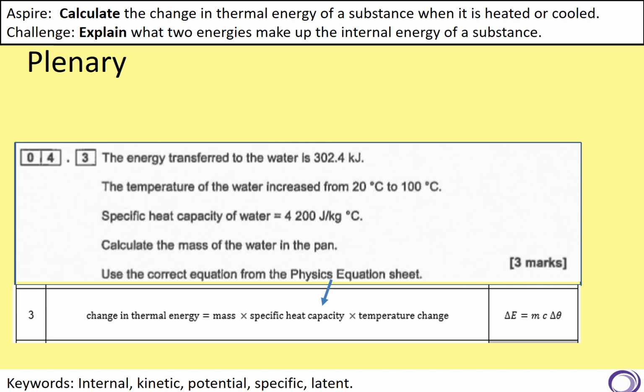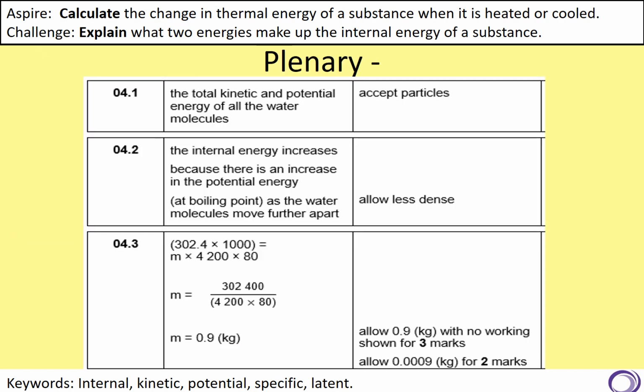Okay, we'll go through the answers. Number one, what is internal energy? It's the kinetic energy plus the potential energy of all the water particles or molecules, 1 mark. If you heat that up and it's boiling, the internal energy increases, 1 mark, because there's an increase in the potential energy, 2 marks, and the water particles will move further apart or become less dense.